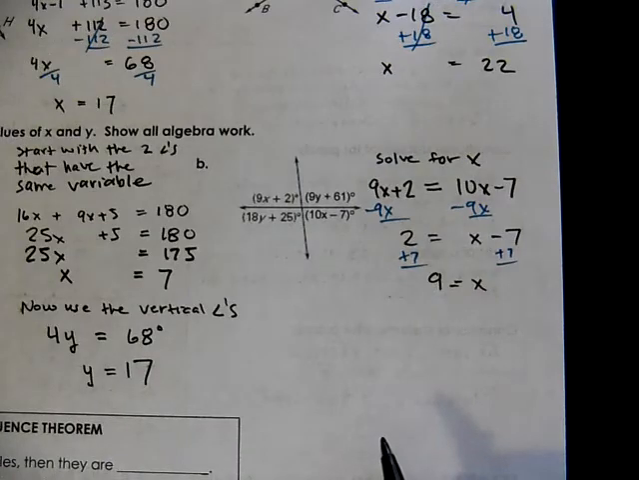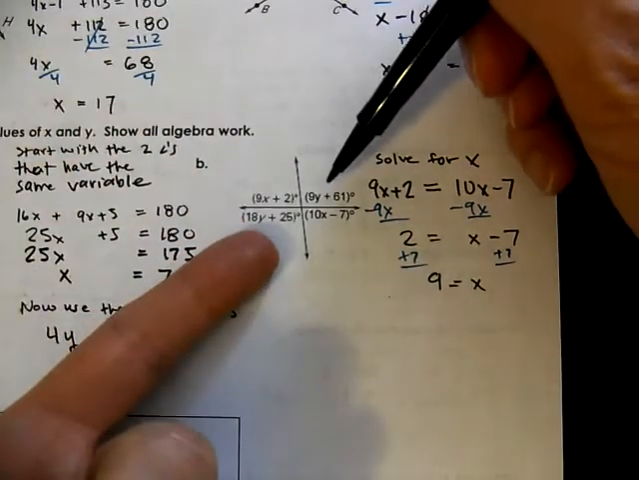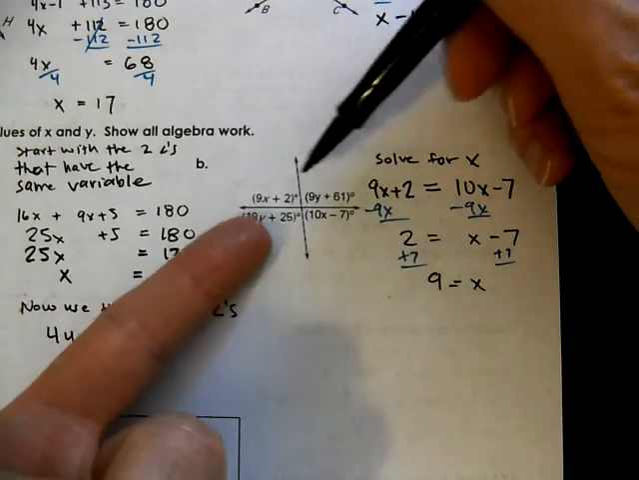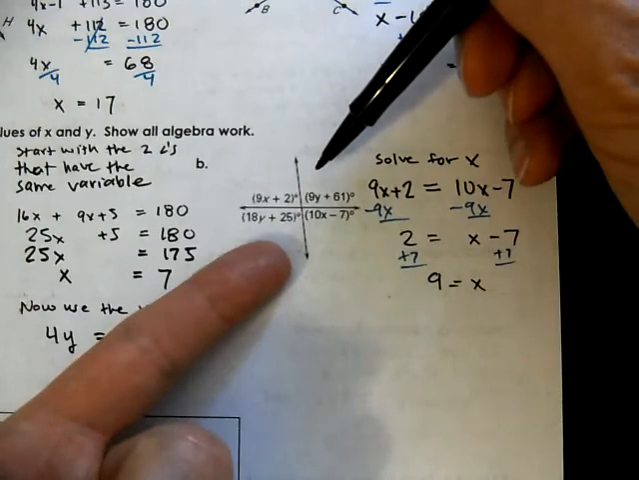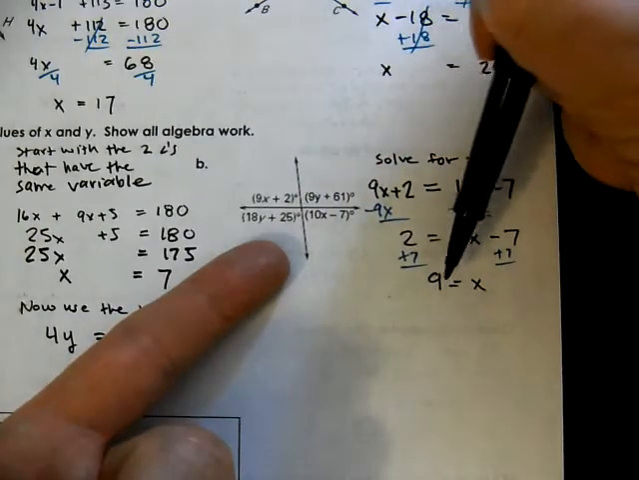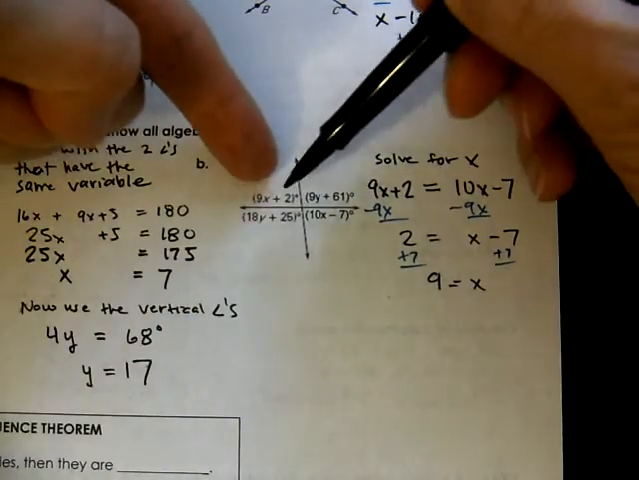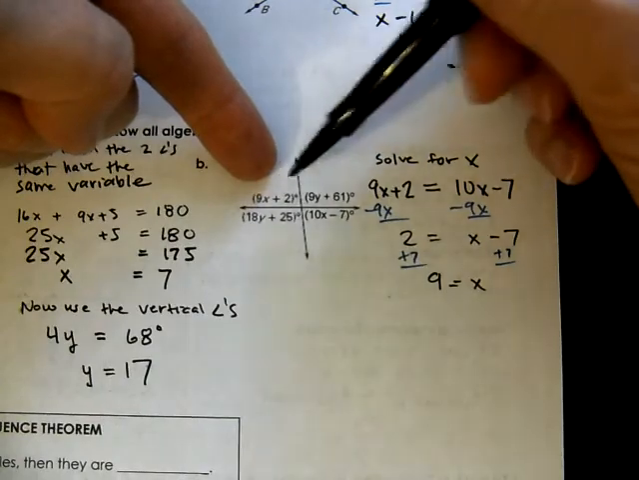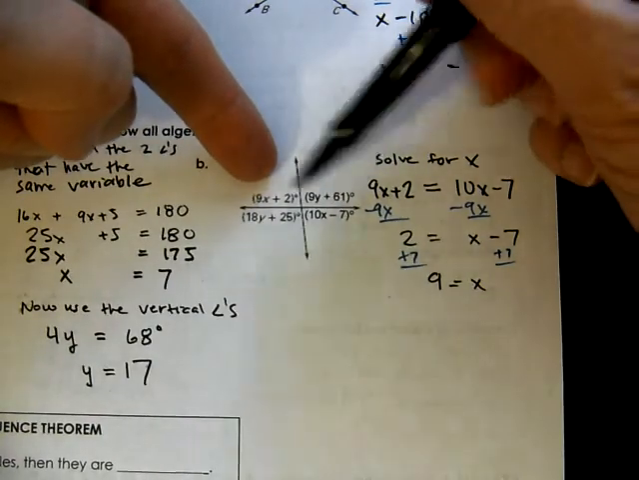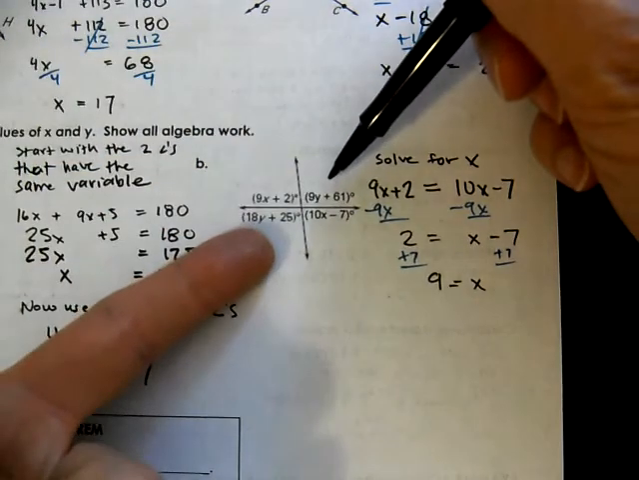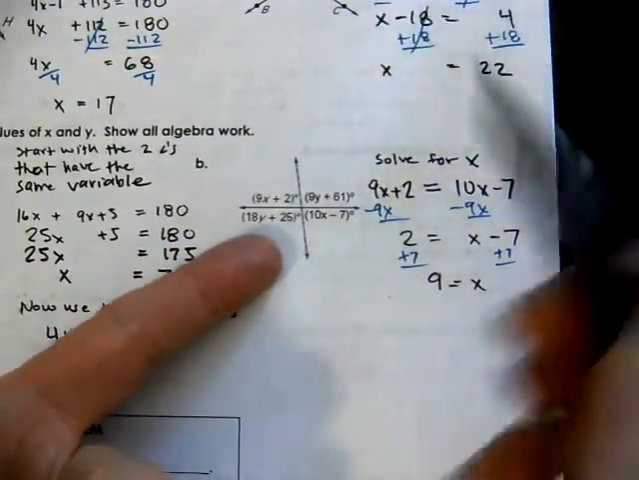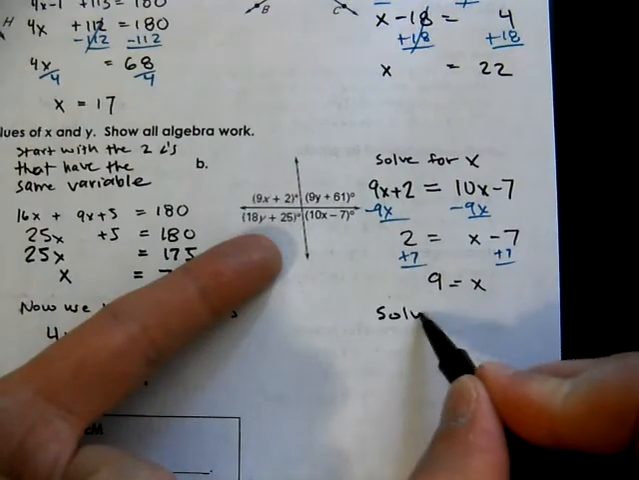Alright, now we have a couple of choices here. The easier choice is to work with the 2 angles that have y's. Again, it's a vertical pair, just set them equal to each other. But technically, now that we know x, we could plug it back in and then work with these 2 angles, and that would be a linear pair, and add them up to 180 degrees. But it is easier to go with the vertical pair with the y's. So let's do that now. Let's solve for y.